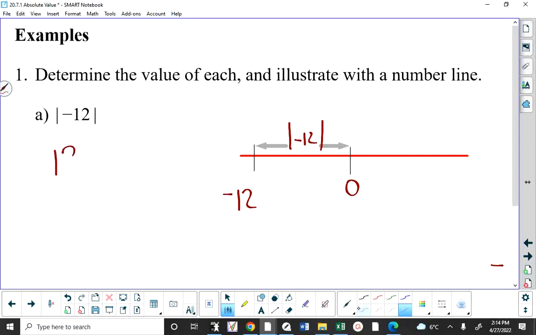And this reinforces what I was just talking about, distance. It has nothing to do with which direction you are relative to 0. It doesn't matter whether you're to the left of 0 or to the right of 0. Negative 12 is 12 units away from 0. So the absolute value of negative 12 is 12. It seems kind of silly, I know.